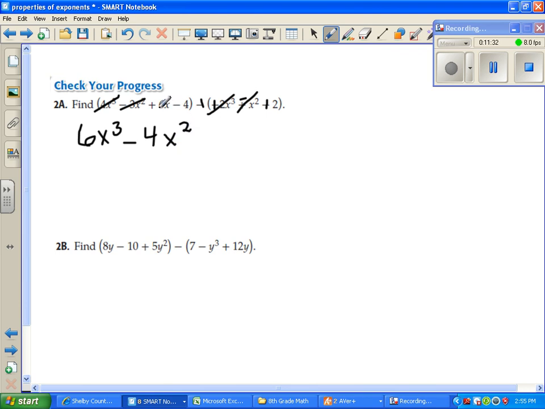Next term is my plain x, 6x. And do I have anything else to go with it? Nope, so it's just a plain old 6x. And then my last are my whole numbers, a negative 4 and a positive 2 give you what? Negative 2. All right, and that's your final answer.